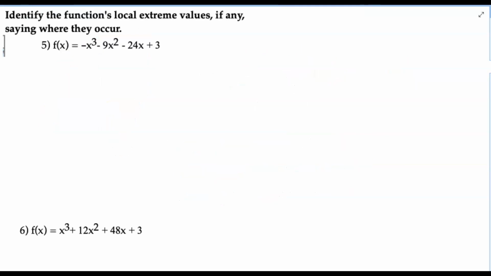Okay, so on these examples, we're going to identify the extreme values, if any, and state where they occur. So what we're first going to do is take the derivative. So here's f prime of x, and I'm going to get -3x squared minus 18x minus 24. Then I'm going to set it equal to 0. But before I even do that, I'm going to try to simplify by factoring. I'm going to factor out the greatest common factor, which is -3, x squared plus 6x plus 8, and I set that equal to 0.